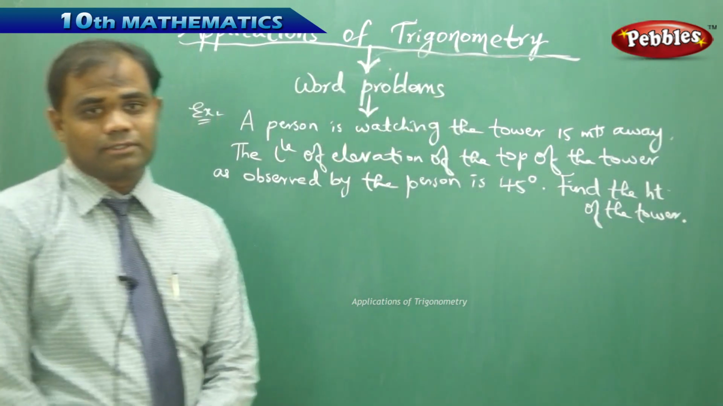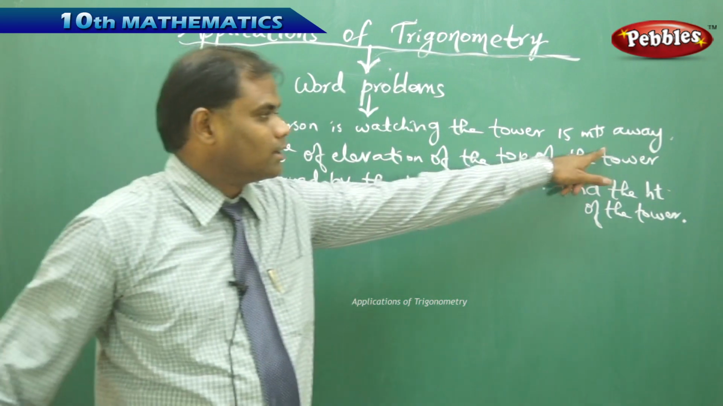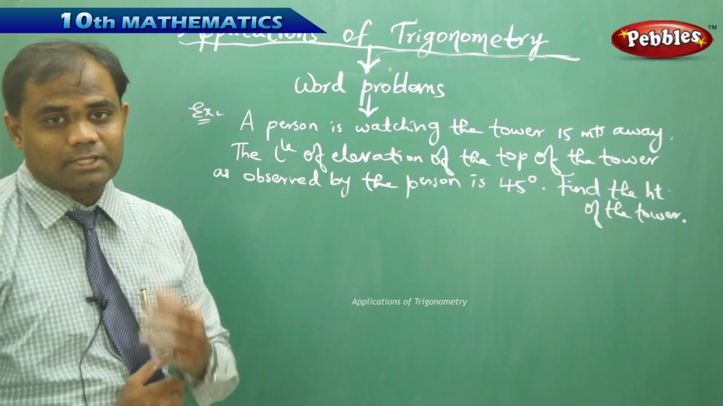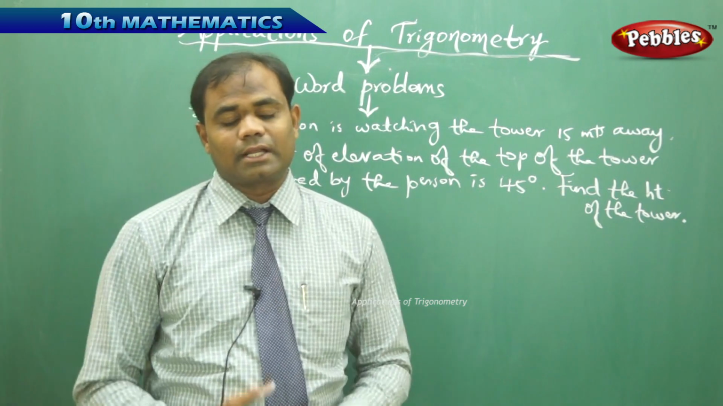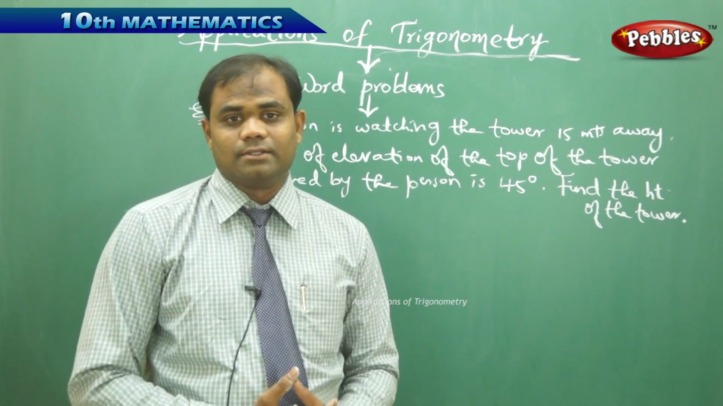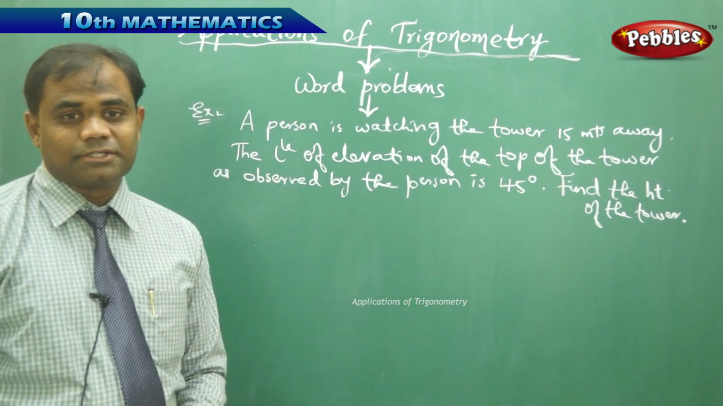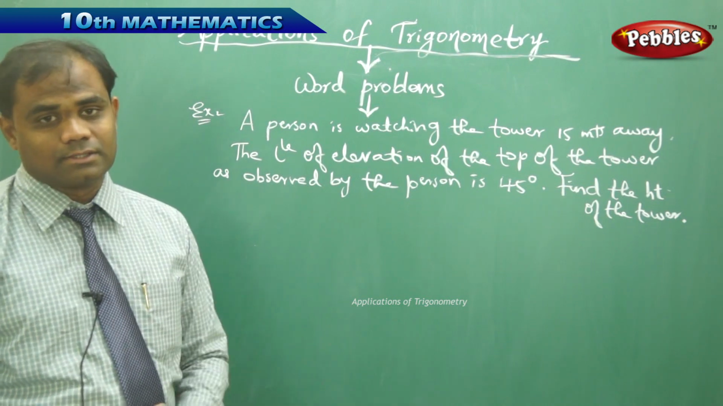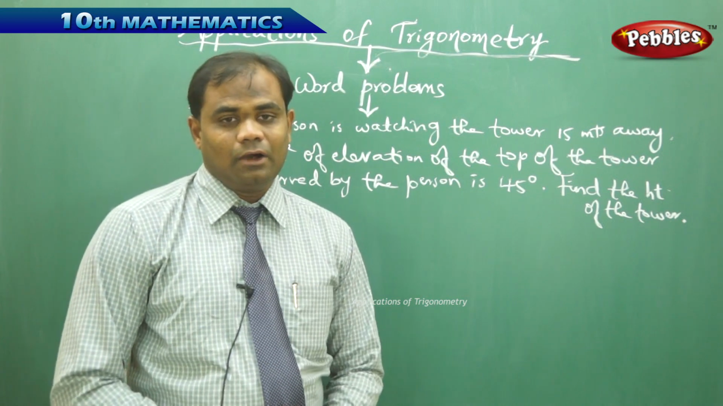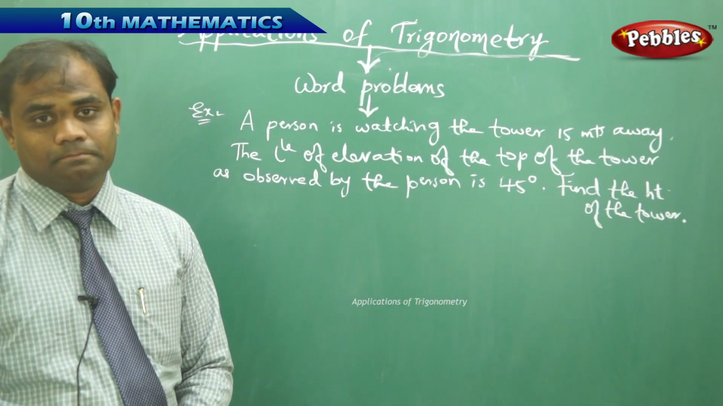The question is to find the height of the tower where a person is watching 15 meters away on the top of the tower. So usually such word problems are converted into diagrams and then we solve using the concept of right angled triangles connected with trigonometric ratios. This is how the application of trigonometric ratios comes into existence for real life problems. Now how do I convert this into a diagram is the biggest question here.